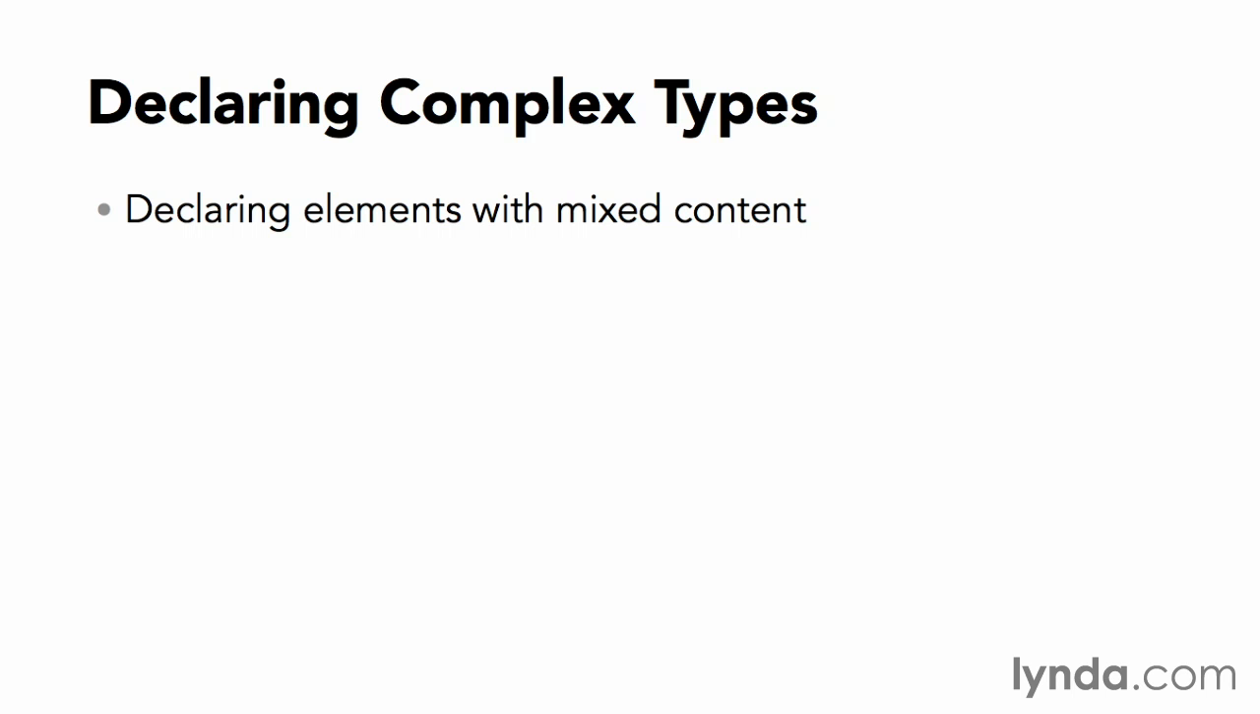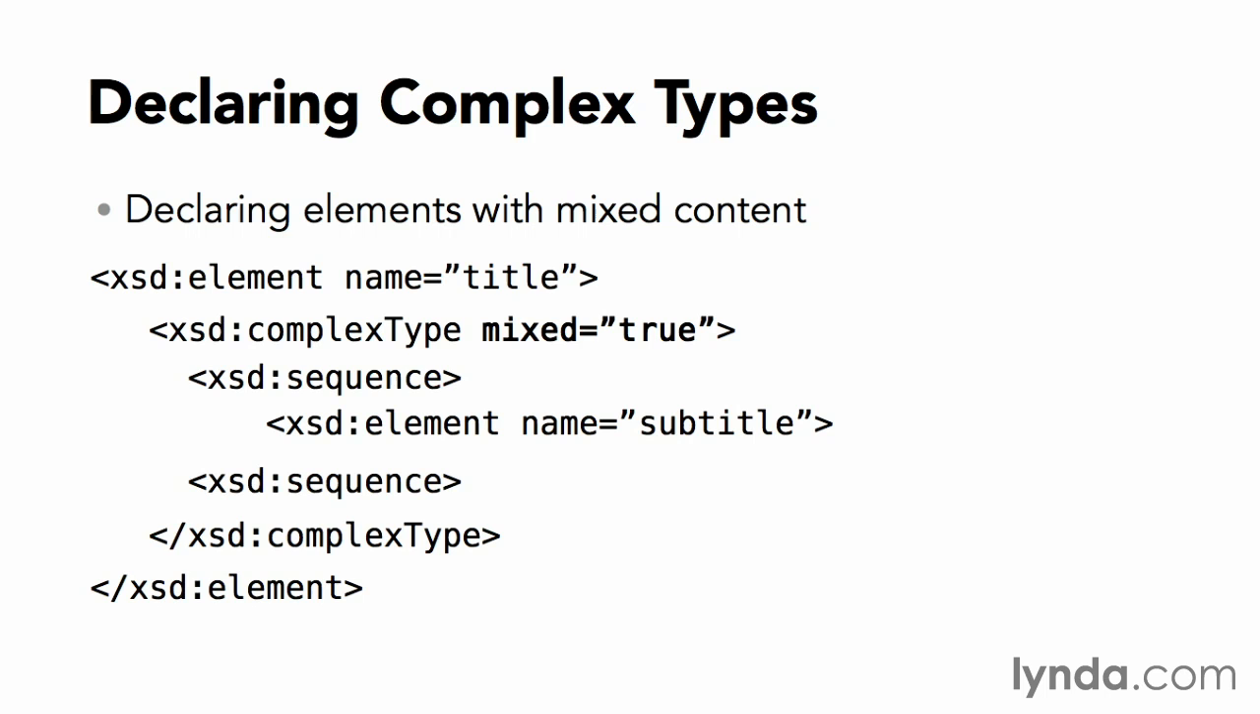that mixed equals true attribute you see in bold there on the complex type. And then inside the complex type, I can use the sequence or choice or any other schema declaration tag for how the content model is going to look. Now, in this case, it's a sequence, and we're defining a sequence of subtitle tags inside the title tag. Now, since I didn't use the min occurs or max occurs attributes, it's assumed that only one subtitle is going to be allowed inside that title element. I could use the min occurs and max occurs to change that, however.